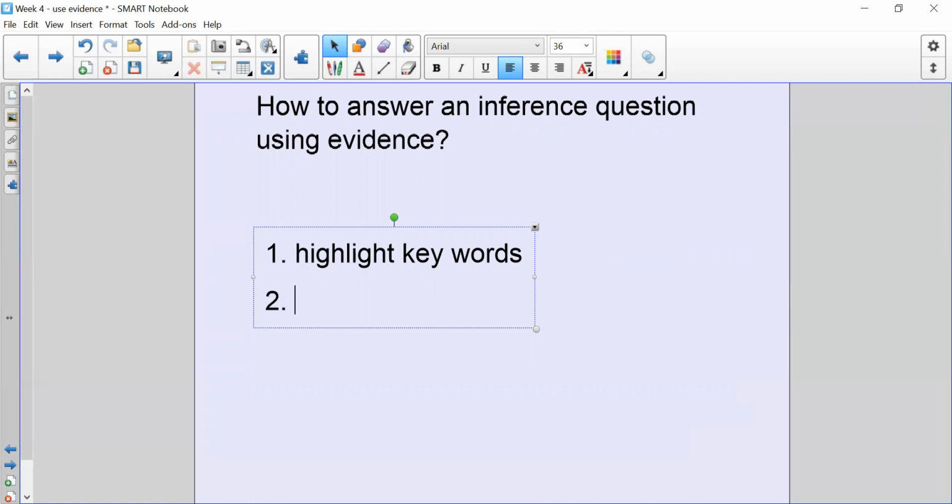If it is an inference question, like we have been learning about, you need to read the question and decide how many marks it is worth, okay?